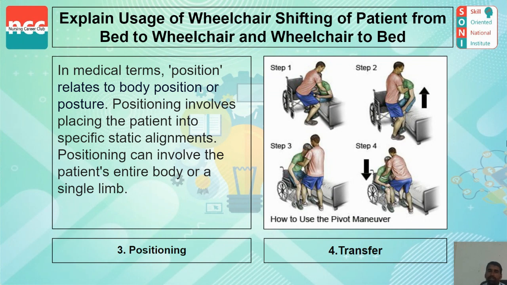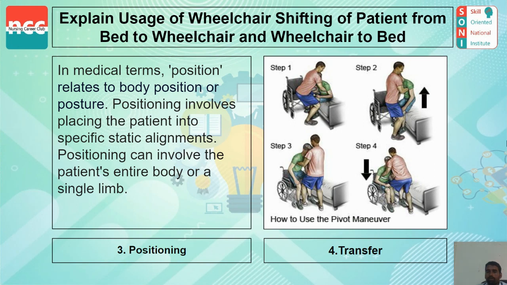So, positioning plays an important role in placing a patient in a static alignment and the hands and legs in a good position. Positioning can involve the patient's entire body or a single limb. So, positioning plays a crucial role in the patient's body movement or a single limb movement. This is all about positioning.